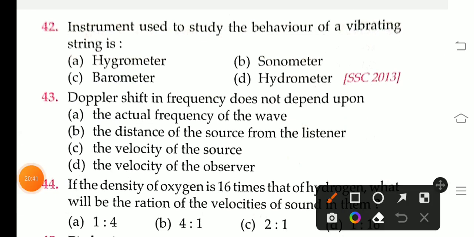Next, the instrument used to study the behavior of a vibrating string is. Right answer option B. Sonometer. Next, Doppler shift in frequency does not depend upon. Right answer option B. The distance of the source from the listener.